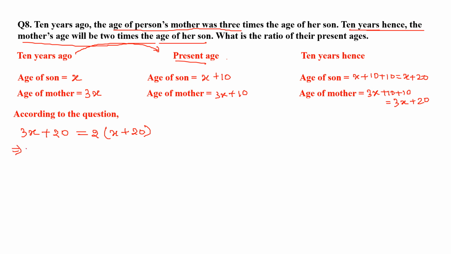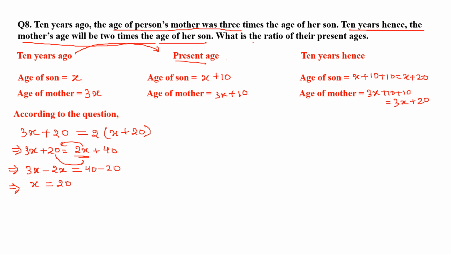So from here you can see 3x plus 20 is equal to 2x plus 40. And I'm bringing the variable to one side, so transposing 2x to LHS and 20 to RHS. So it will become 3x minus 2x equal to 40 minus 20. 3x minus 2x will give me x, and 40 minus 20 will be 20. So from here you can see I have got the value of x.